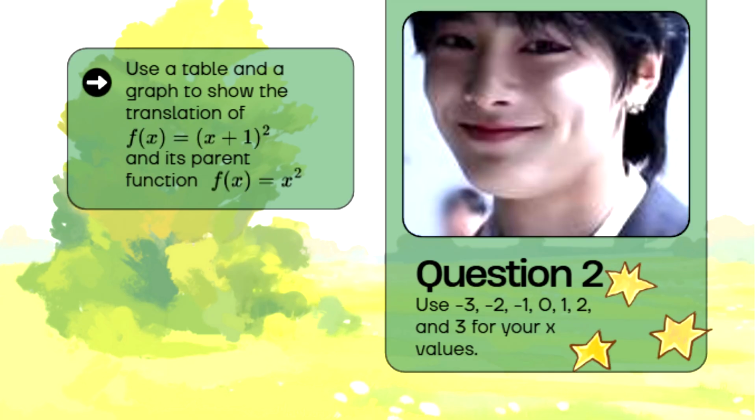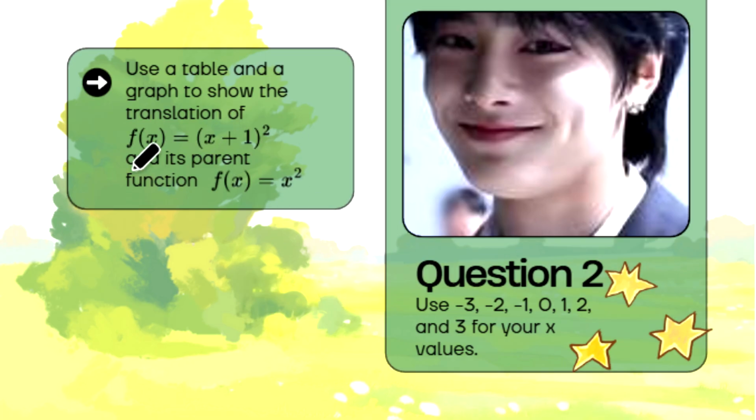Question number 2. Use a table and a graph to show the translation of f of x is equal to x plus 1 squared and its parent function f of x is equal to x squared. Use negative 3, negative 2, negative 1, 0, 1, 2, and 3 for your x values. Pause the video and go do it.